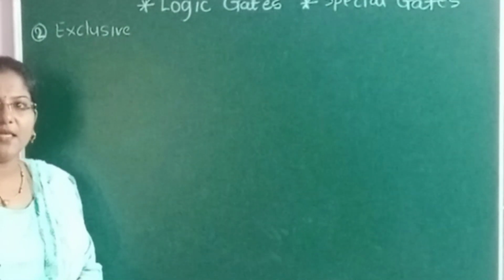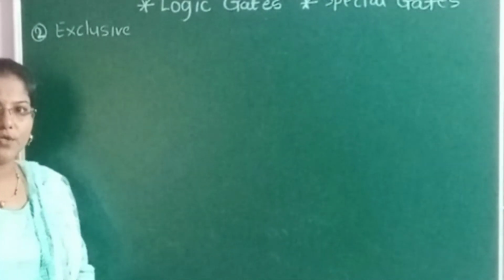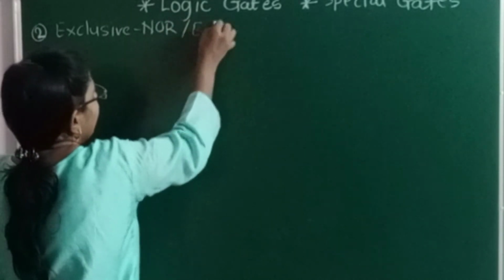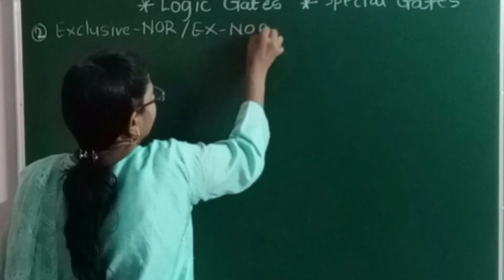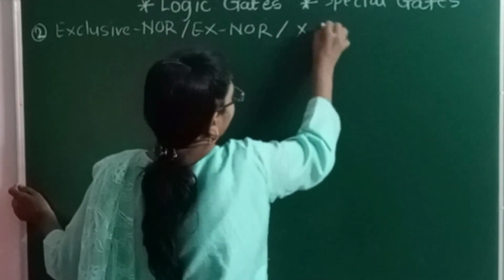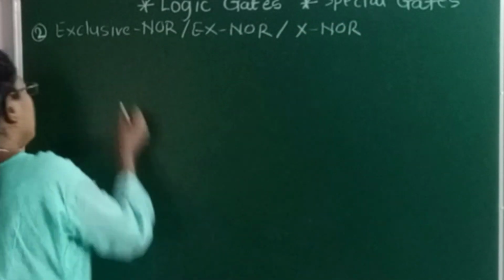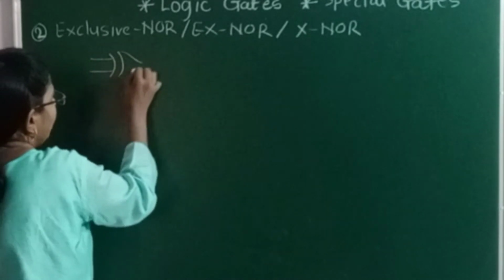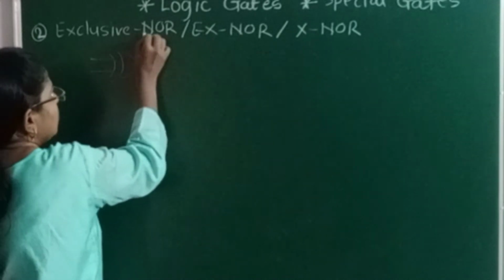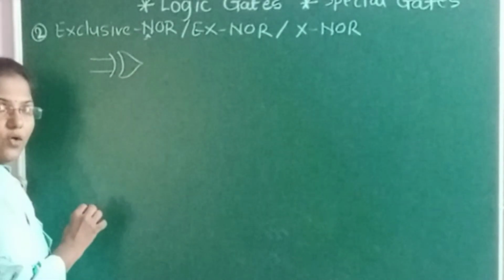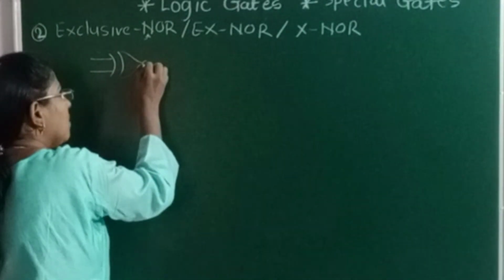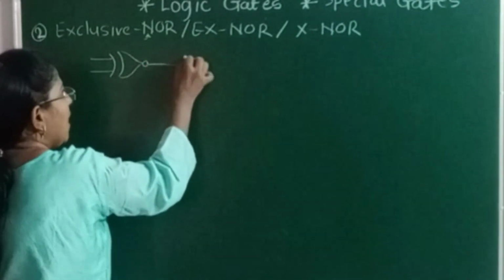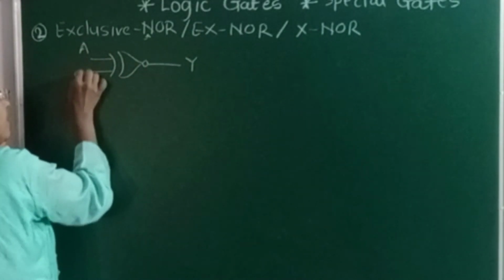Now next we will see the next special gate, that is the exclusive NOR gate. Exclusive NOR, we can write it as EX-NOR, also as X-NOR. The symbol of the exclusive NOR is the same as the exclusive OR. The only difference is that in NOR, the N indicates the NOT operation, so we have to draw a very small bubble at the output side. Output is Y, inputs are A and B.